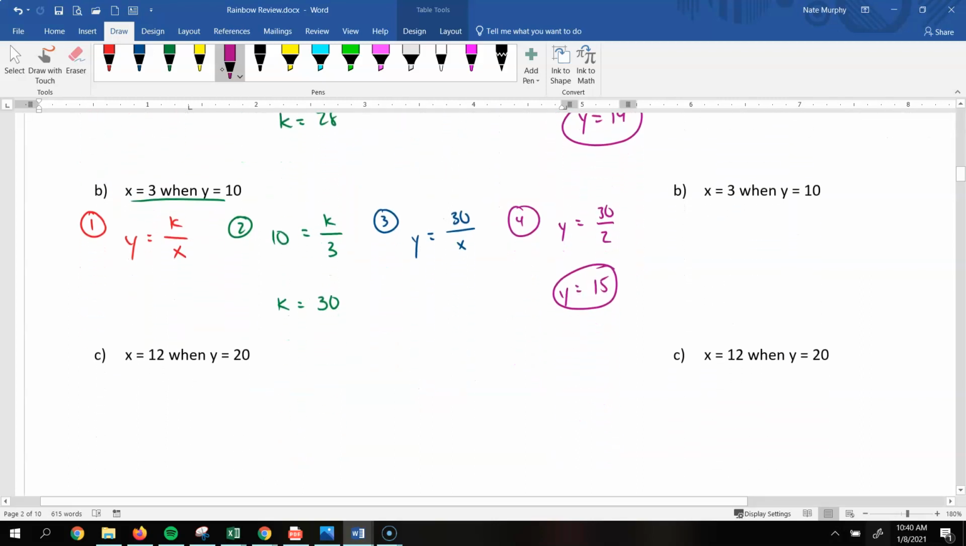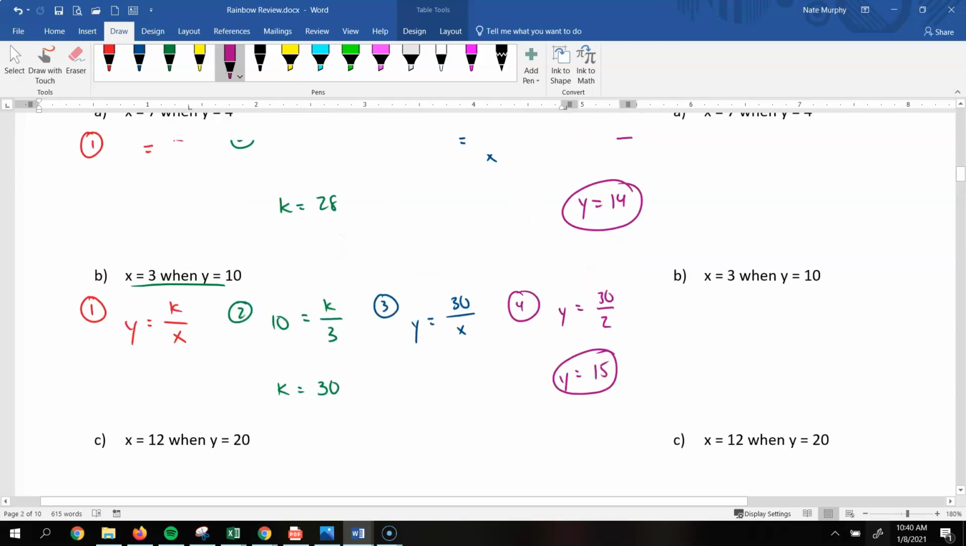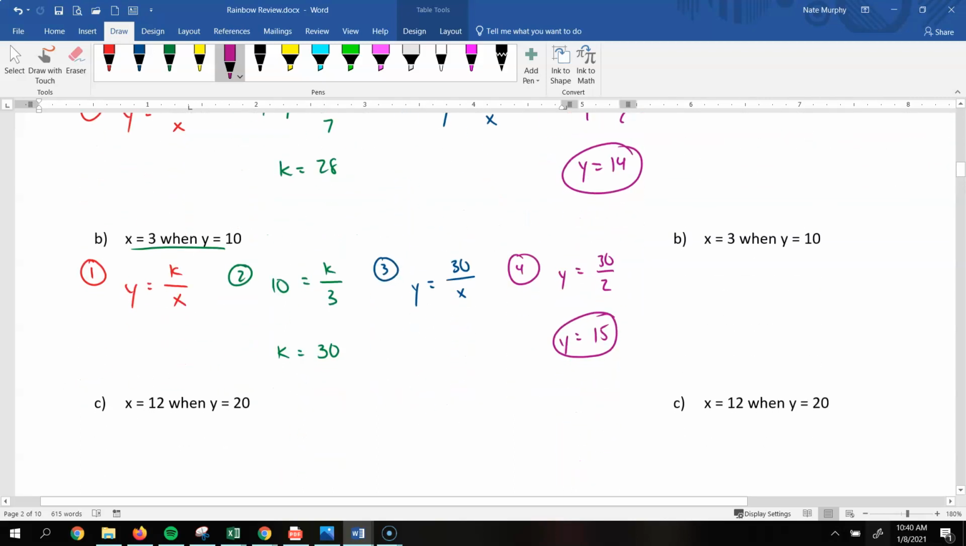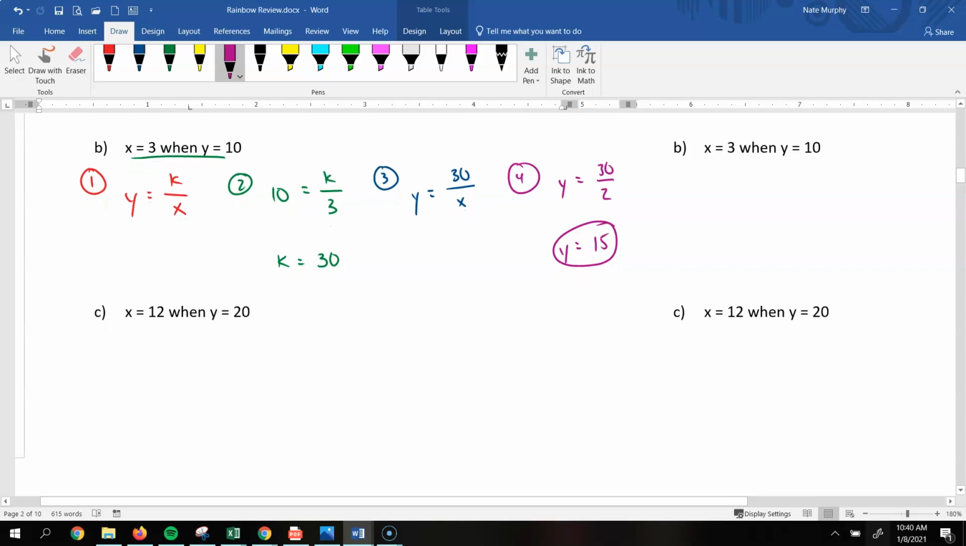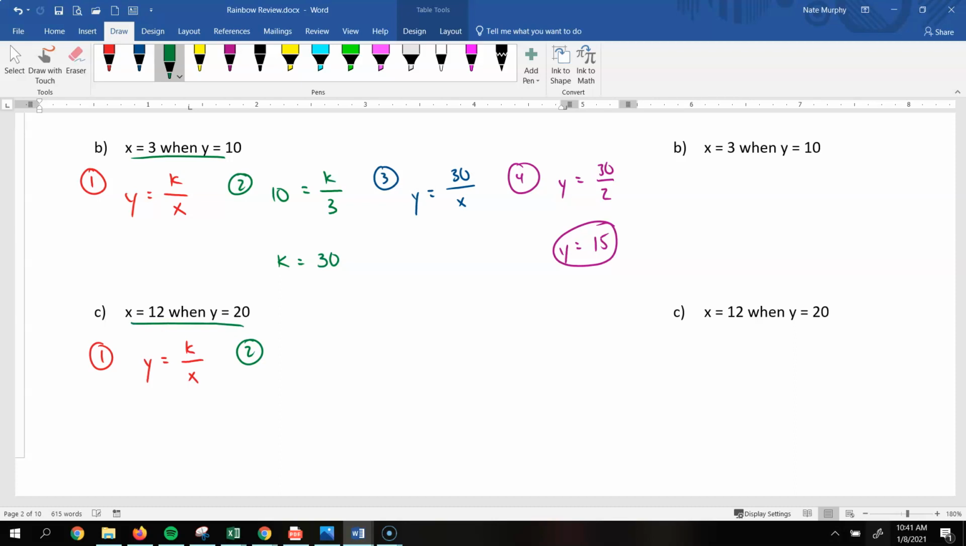All right, so this is number 4, letter C. This is the last one in the pink section. Again, we're going to solve this using this 4-step method. The first step is to write a general equation. Remember it said y varies inversely as x, so it'll be y equals k over x. For the second step, we're going to solve for k using the specific information they gave us.